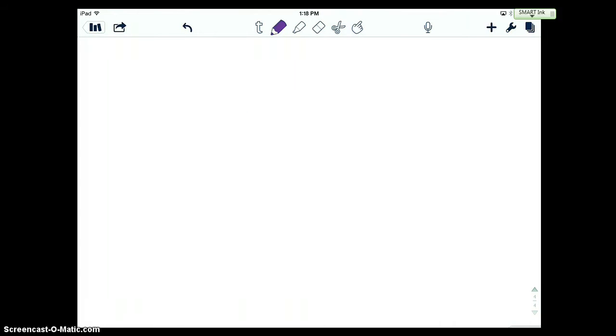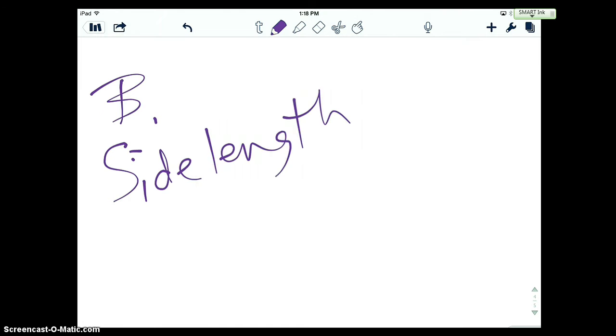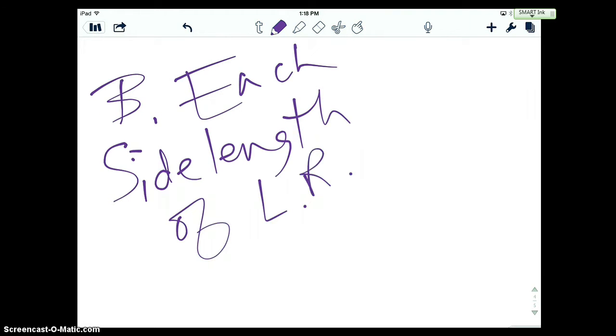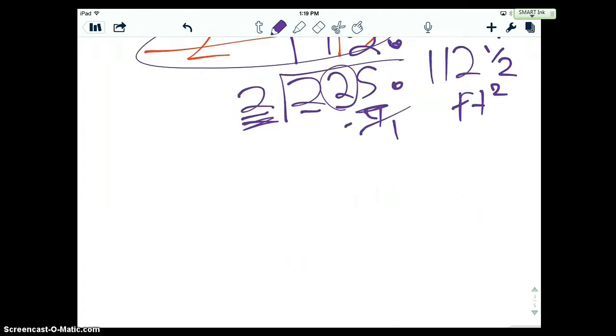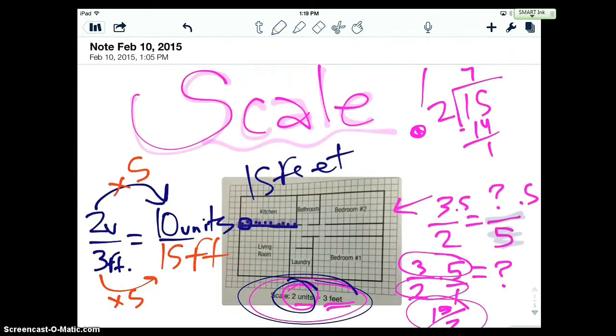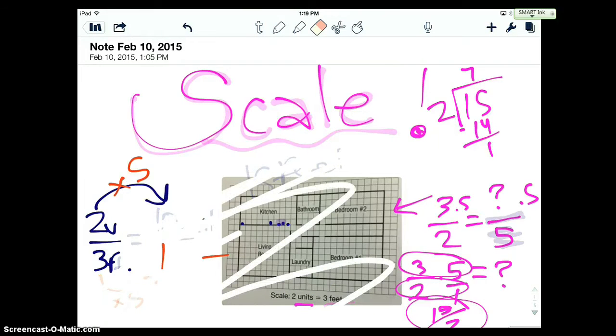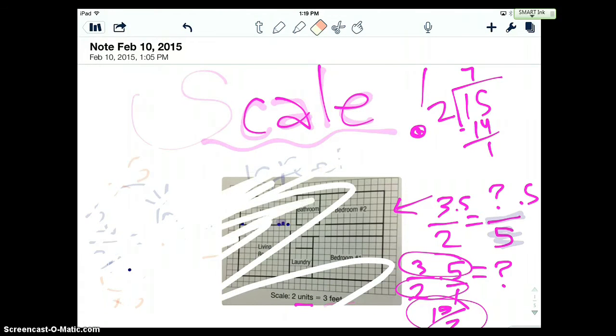I want to try one more, and the last one is going to be part B. Each side length of the living room is 13.5 feet. True or false? Okay, let's go back to our picture. 13.5 feet living room. It says on each side, each length.